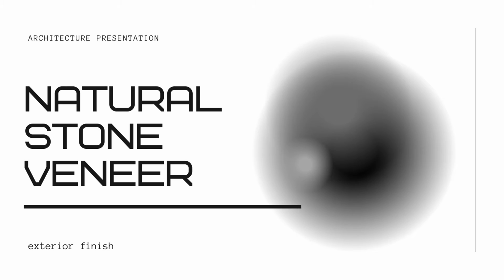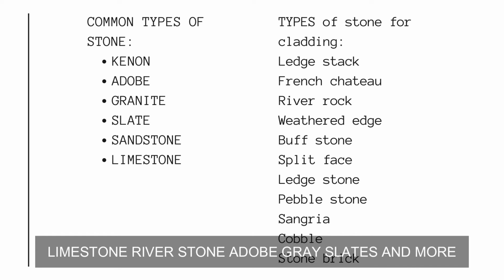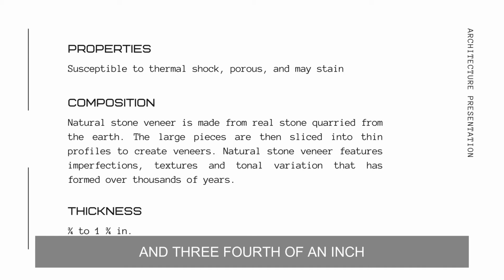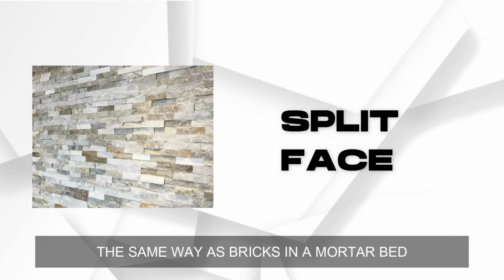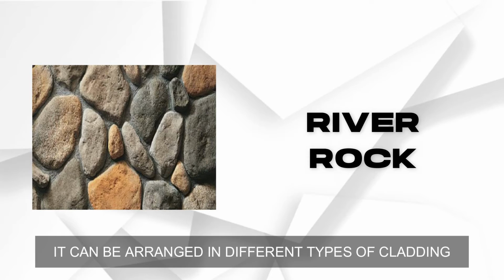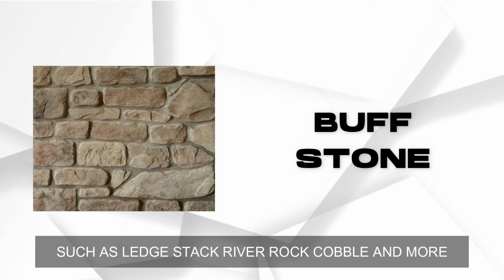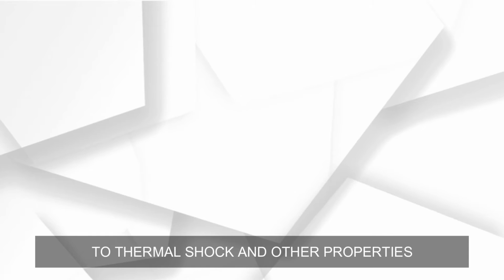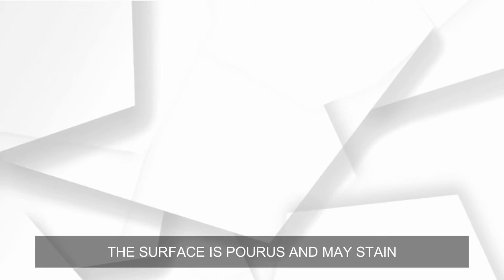Next is the natural stone veneer. These are thin slabs of stones, and the usual stone used are sandstone, limestone, riverstone, adobe gray, slates, and more. Its thickness ranges from 3/4 to 1 3/4 of an inch. They are installed or laid up the same way as bricks in a mortar bed. It can be arranged in different types of cladding, such as ledge stack, river rock, cobble, and more. They are ideal for the reason that they are susceptible to thermal shock and other properties. The surface is porous and may stain.